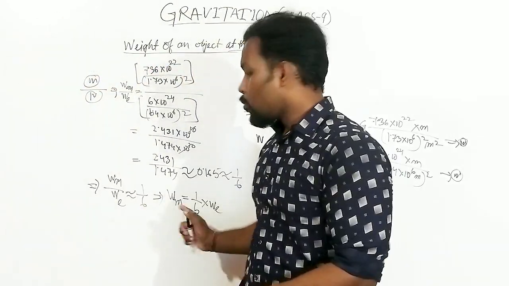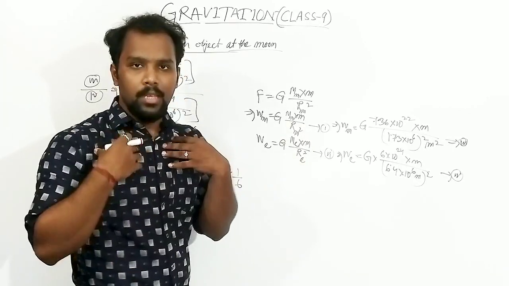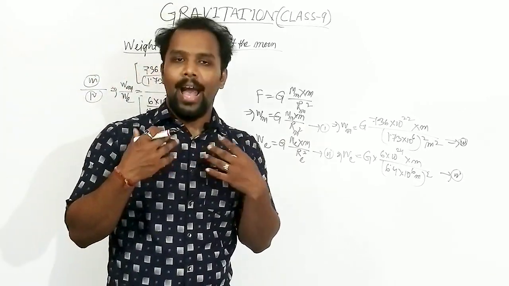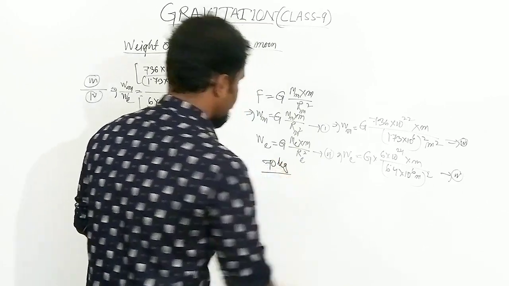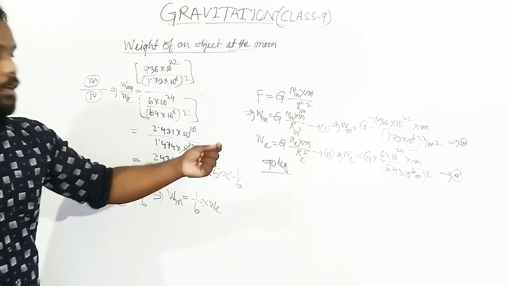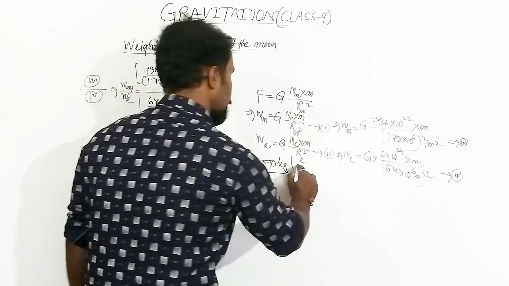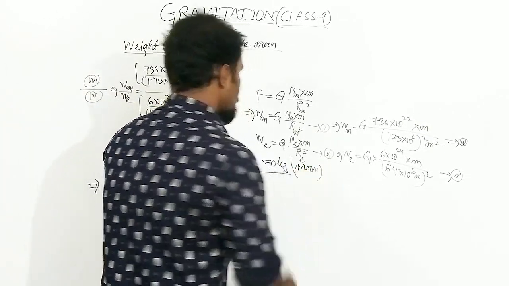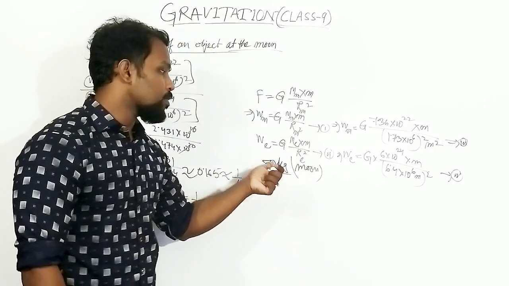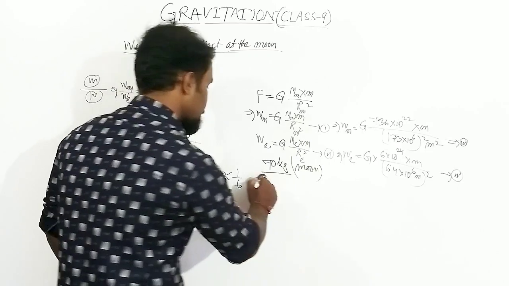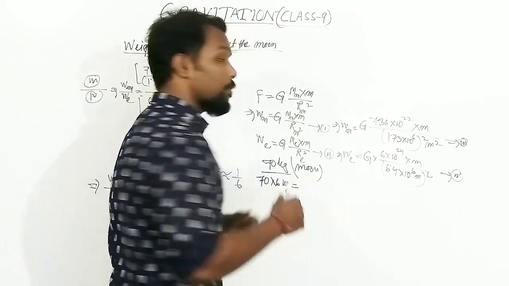That means, if certain weight, consider me as an object, I have weight 70 kg on the moon only. On earth, it is going to be 6 times more than this. That means 70 into 6 kg. So what is going to be my weight on this earth?